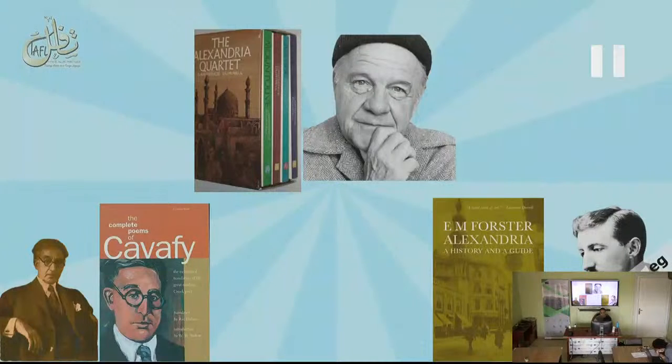So you have writers like Cavafy, the poet who lived all his life in Alexandria, inspired by its people and its sea, and also the quartet of Lawrence Durrell, who wrote this fine piece of art during his stay in Alexandria, and also a historian and writer like Edward Morgan Forster, who tracked everything related to history and post-colonialism in Alexandria through his writings.